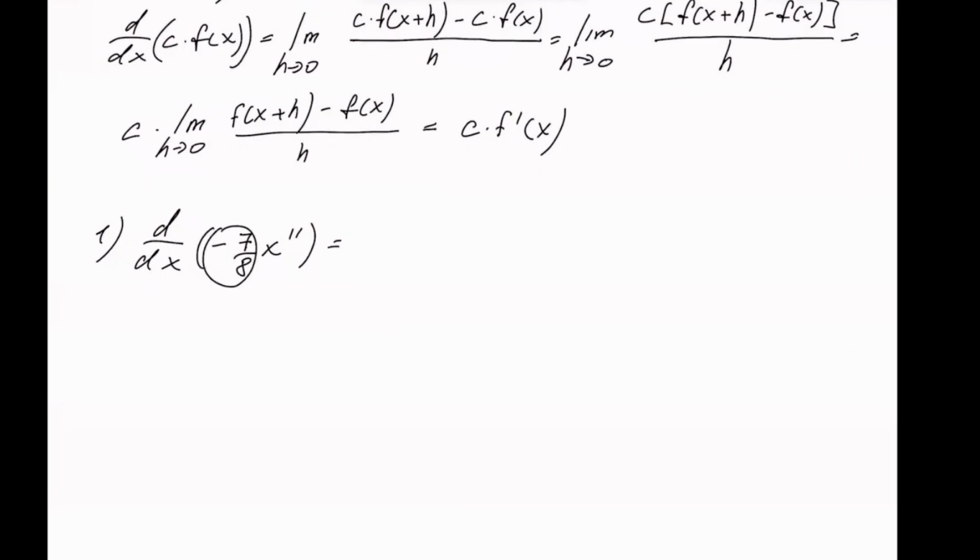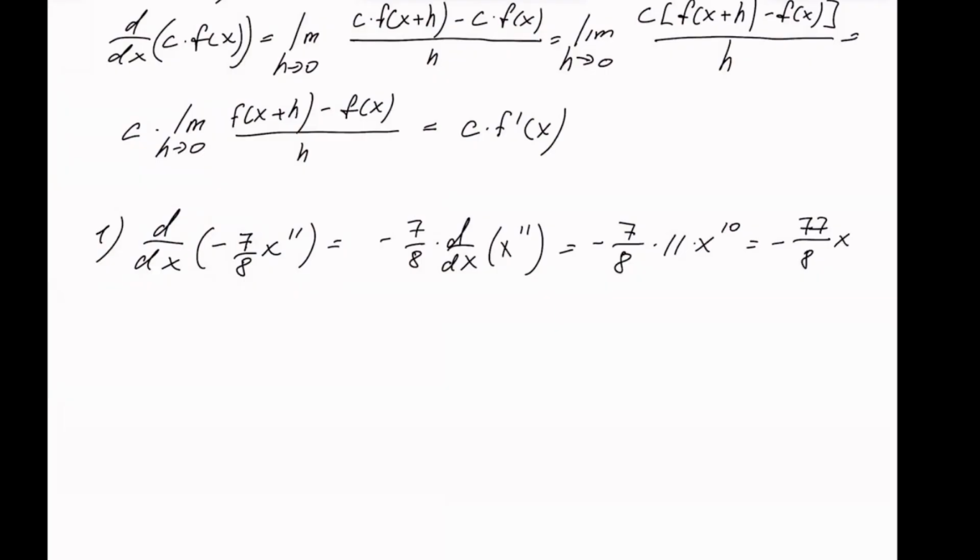Okay, so negative 7 over 8 is going to be our c, or constant, so we can just write it as negative 7 over 8 times d dx of x to the 11th power, and we would have negative 7 over 8 times 11 times x to the 10th power. From here we have negative 77 over 8 x to the 10th power.